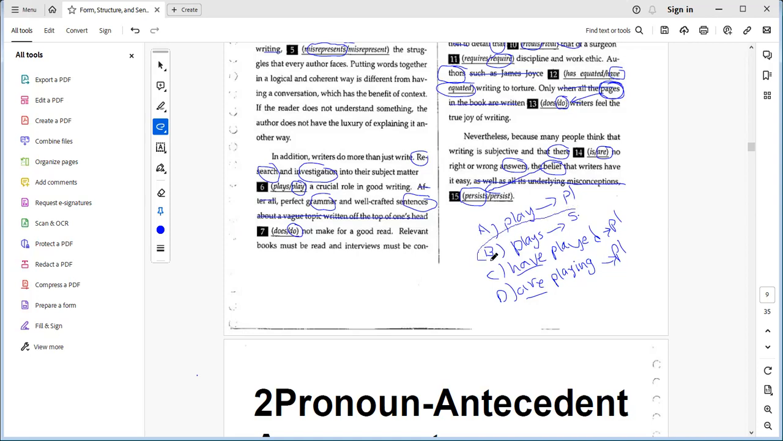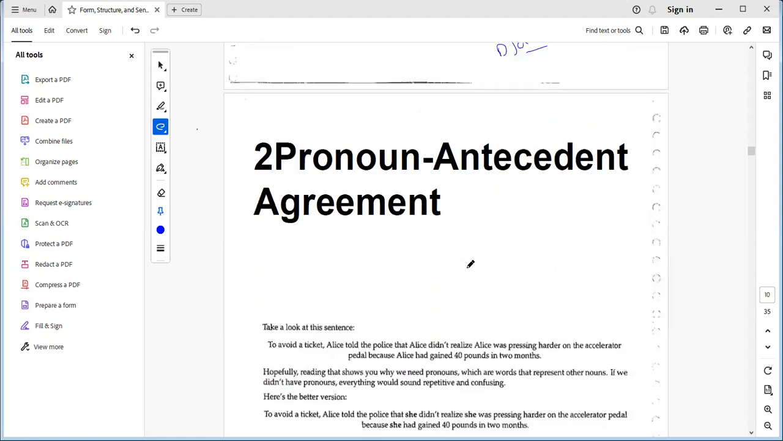So the answer is going to be the odd one out. The one that is different is going to be plays. And as I told you, you have to return back to the passage to be sure that you choose the right one. Today, we're going to do the same thing, but about pronoun antecedent agreement.